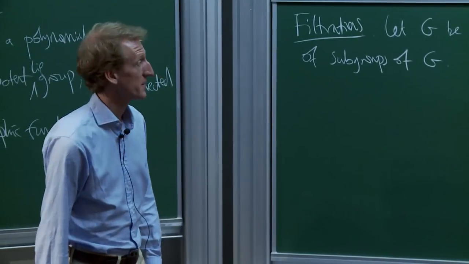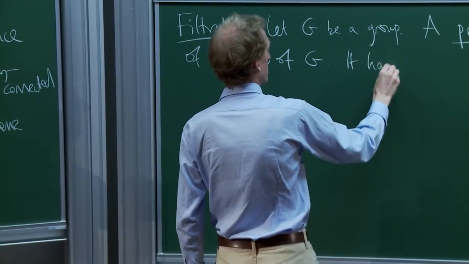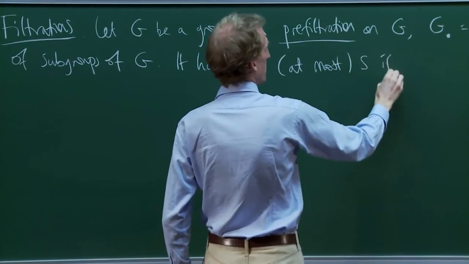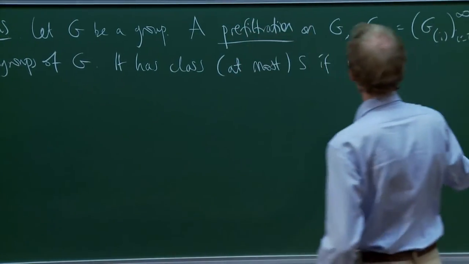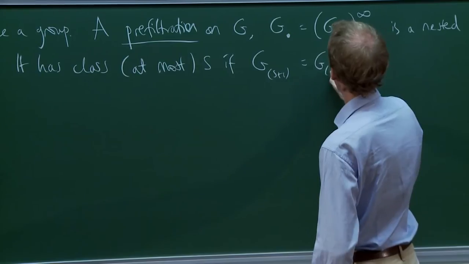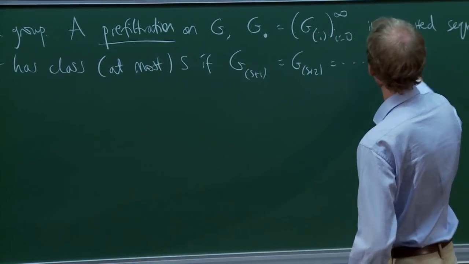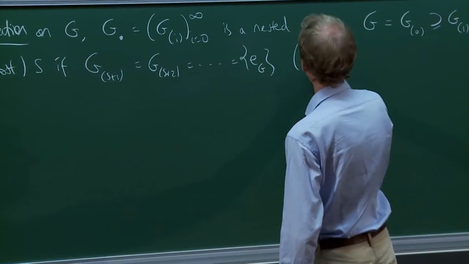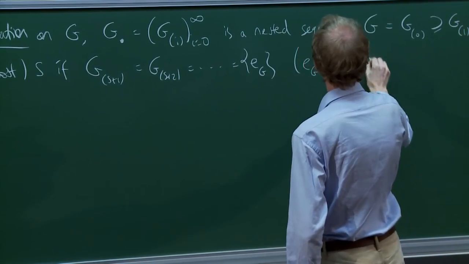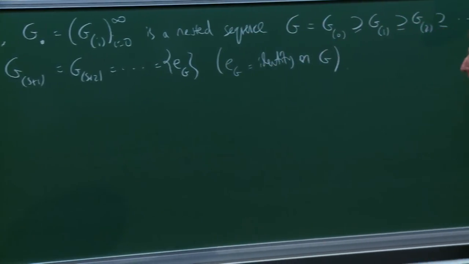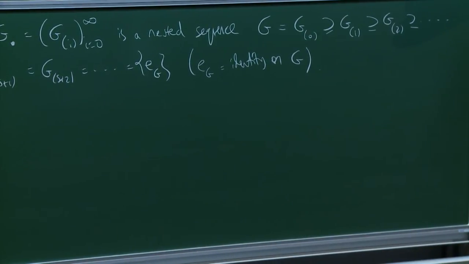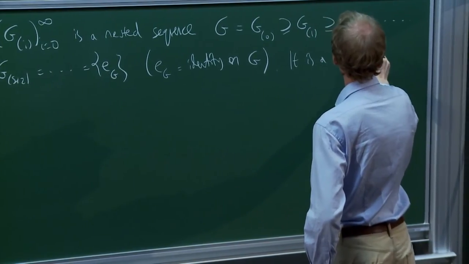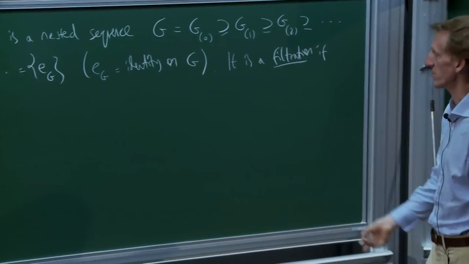And we say that it has class S, I guess class at most S, if all of the terms from S plus 1 onwards are trivial. So here e is the identity element of G. And I'll say that it's a filtration just if the first two terms are equal, so if G_0 equals G_1.